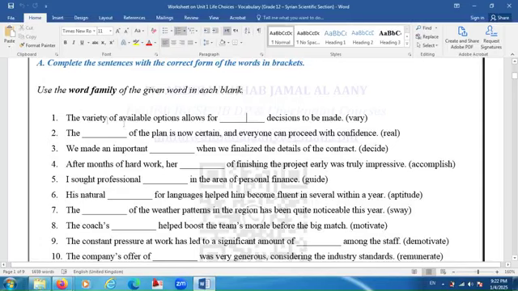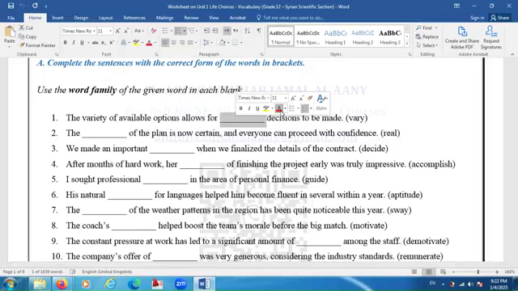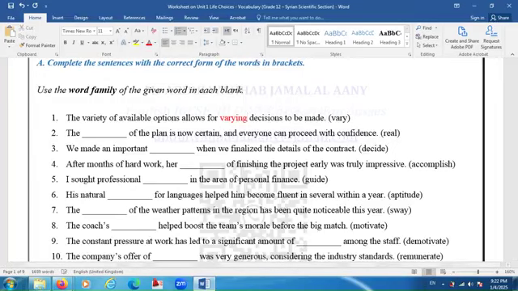Number 1, the variety of available options allows for decisions to be made. Okay, what's the word? I need the word vary, and we have to choose the correct word. For varying, if you wish to say, varying decisions to be made. For varying decisions.